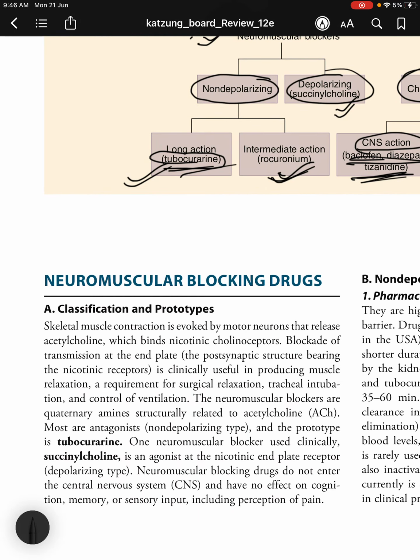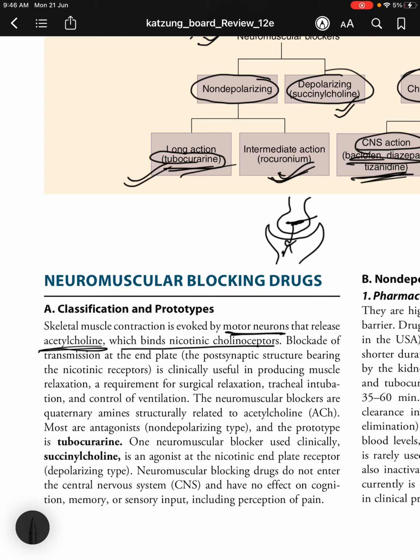Coming to neuromuscular blocking drugs, starting with the classification and the prototypes. Skeletal muscle contraction is evoked by motor neurons that release acetylcholine, which binds nicotinic cholinoceptors.